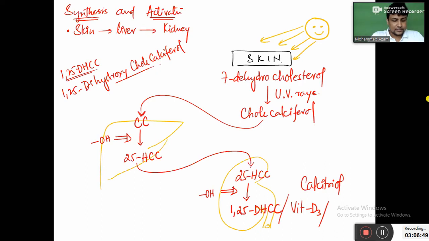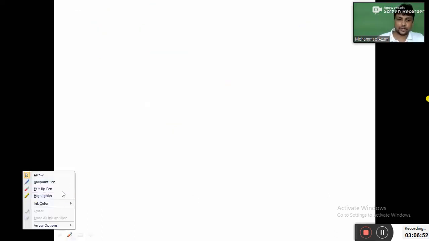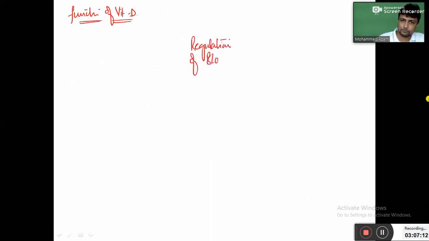Now, once you are done with the synthesis and activation of vitamin D, please write down the functions of vitamin D. Now, let us see what is the function of vitamin D. Vitamin D helps in regulation of blood calcium or serum calcium. Regulation of blood calcium or the serum calcium.